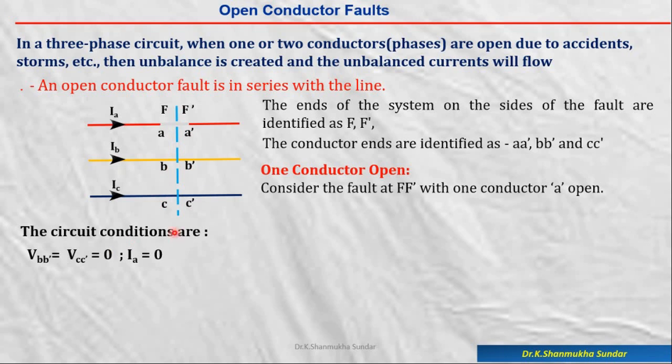Is it clear? Now, let us substitute this circuit condition in the symmetrical components of voltages. How do we write the symmetrical components of voltages? We have seen in the shunt type faults VA0, VA1, VA2, because there we took only one end, that is A.